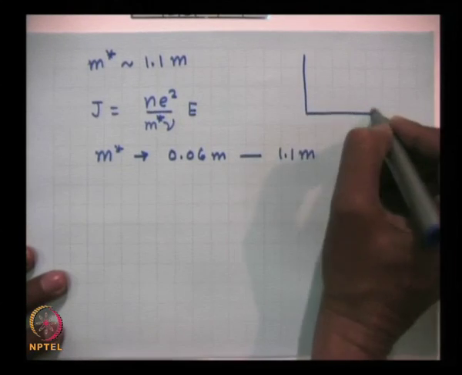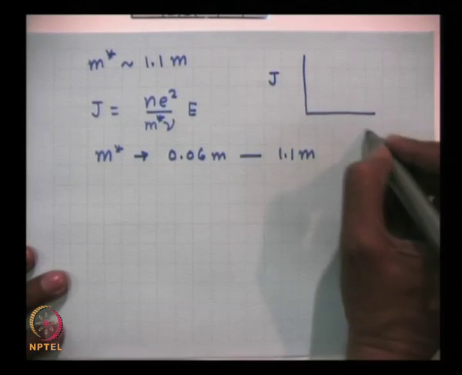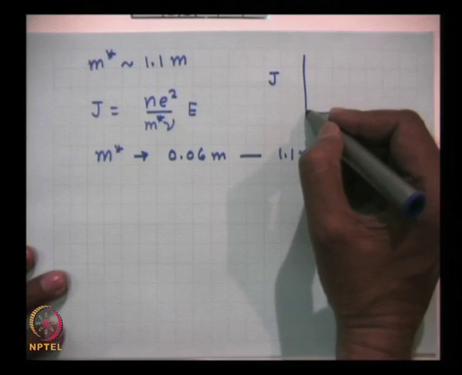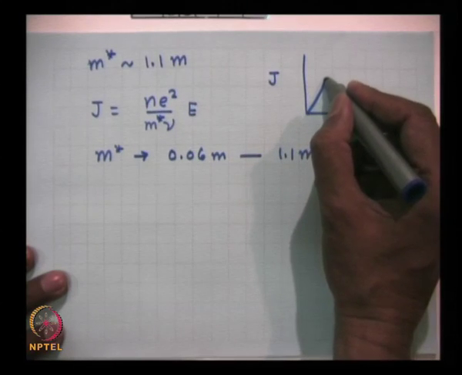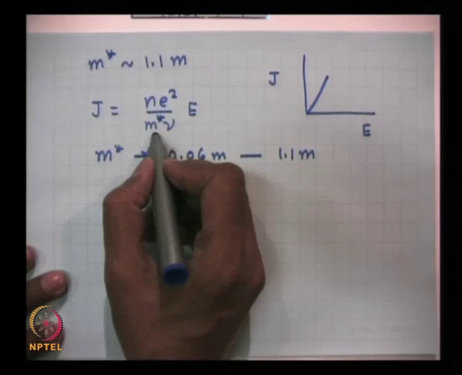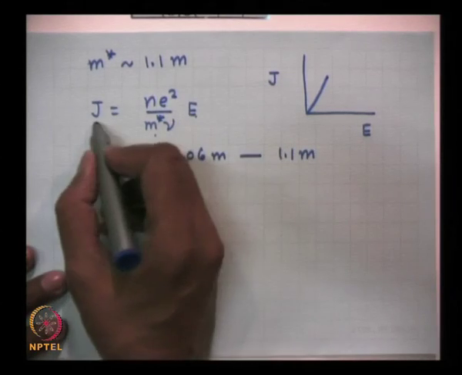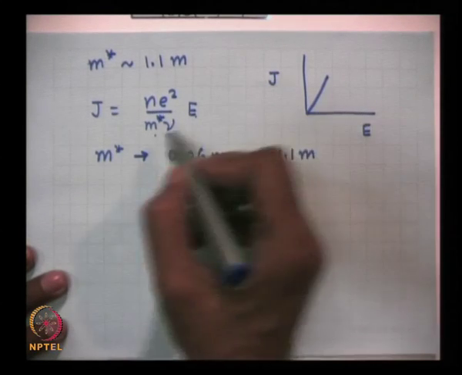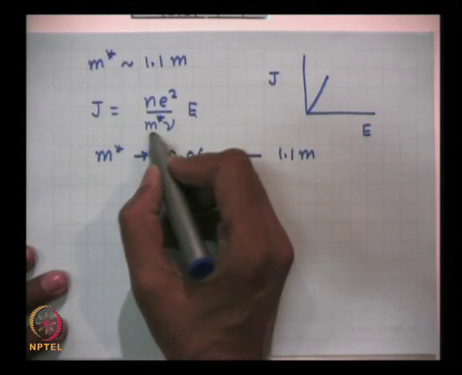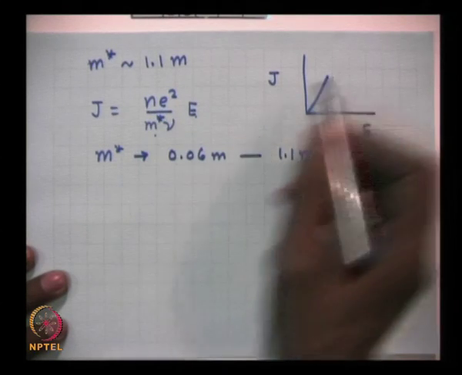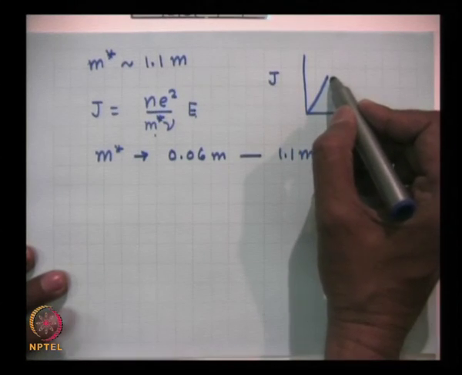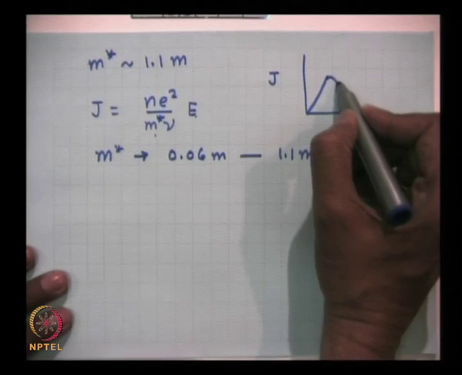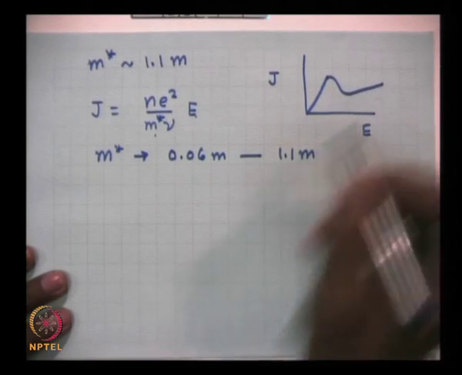So, the graph becomes like this. When you plot J versus E, the electron current density increases initially because m does not change much, electric field increases, J increases, but later on when you increase E, this m increases rapidly. So, the electrons get transferred to higher energies and then this falls down, and then you get this kind of behavior.